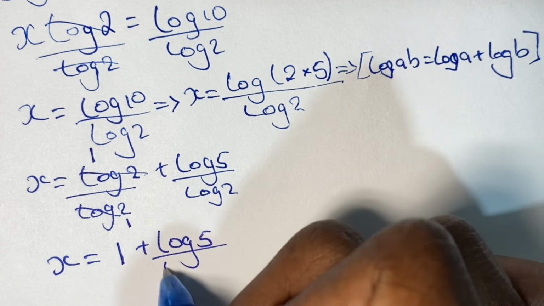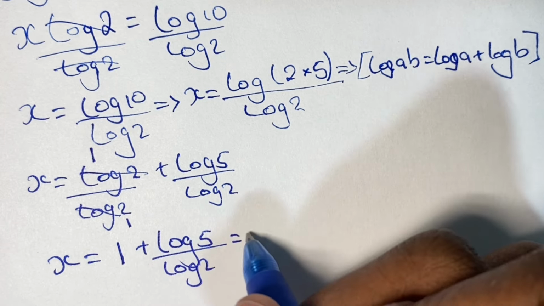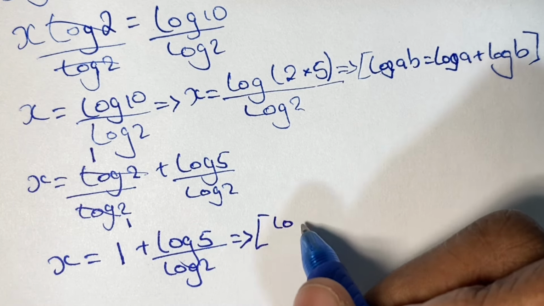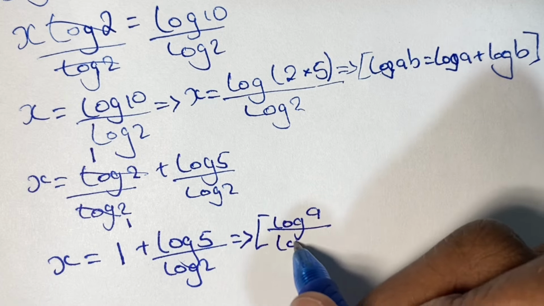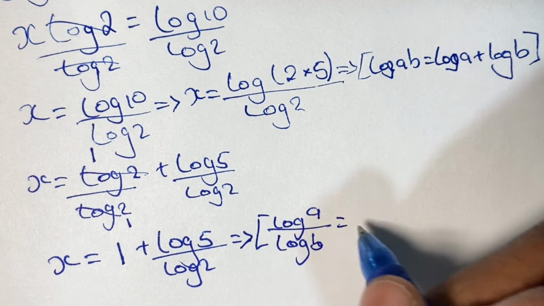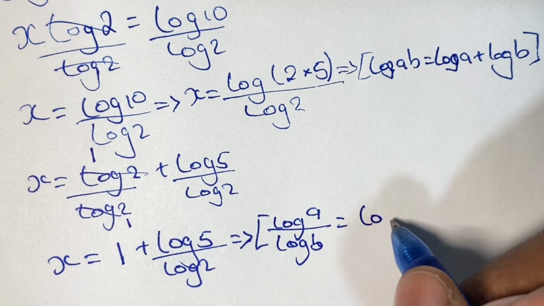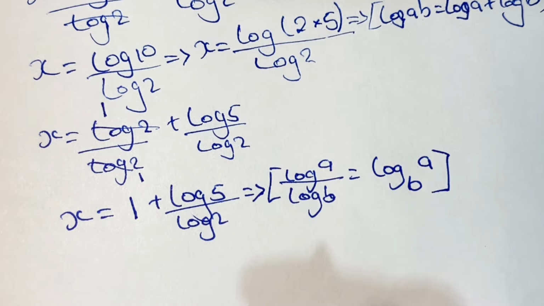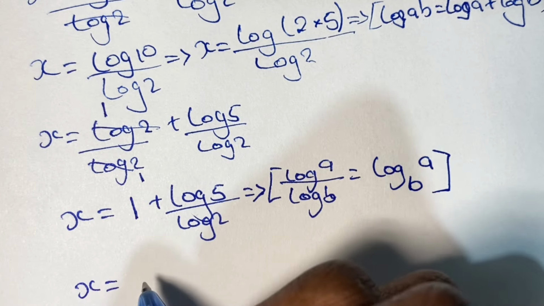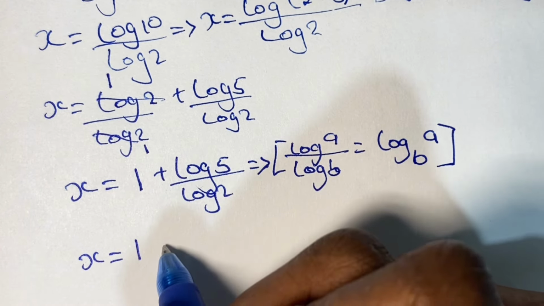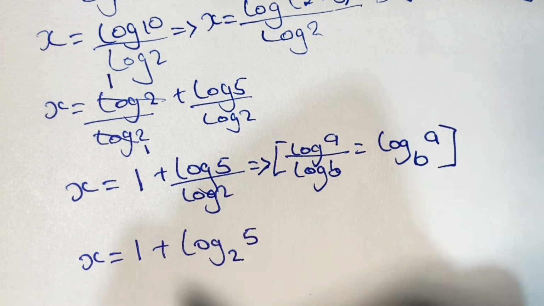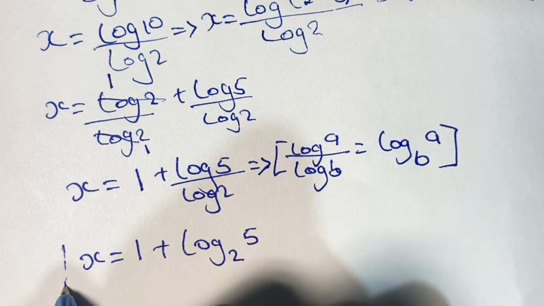This is our value for x, but we could simplify this a bit further. We could use this logarithm rule that states that log a over log b is equal to log base b of a. This now means that our final solution for x is that x is equal to 1 plus log base 2 of 5. So this is the value of x in this situation.